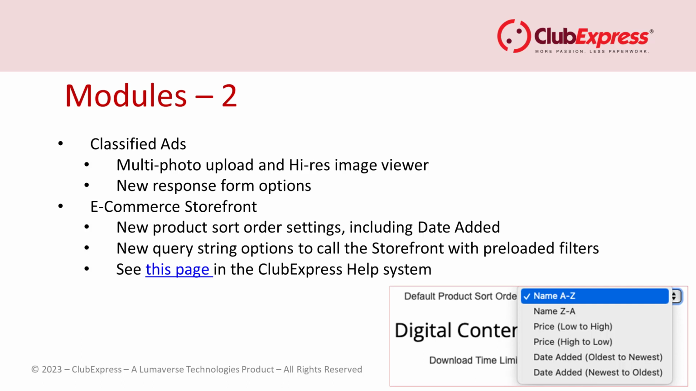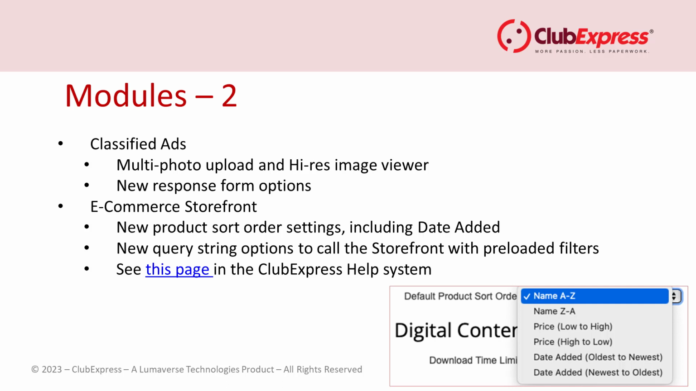Within each category, you can sort products by name, by price, up or down, and also by date added. So for example, if you have a bunch of new products, you might want them to appear at the top of the category. So you would say date added, newest to oldest.